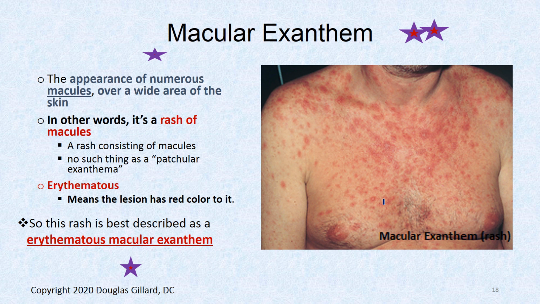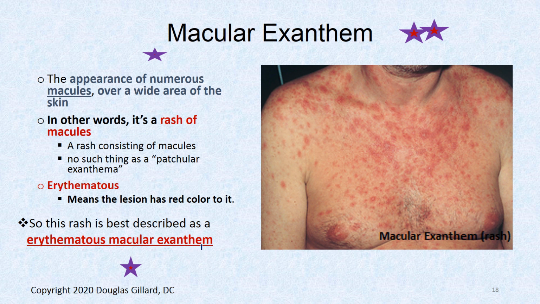So this is an example. Most of these lesions are under 1 centimeter in size. They're flat and they're red. So how would you describe that? Well, we know what the lesions are. Those are macules, if they're under 1 centimeter in size. They're red. The word for red, of course, is erythemic or erythematous. So we have erythematous, meaning red, macular, meaning the rash is made up of macules, and exanthem means rash.